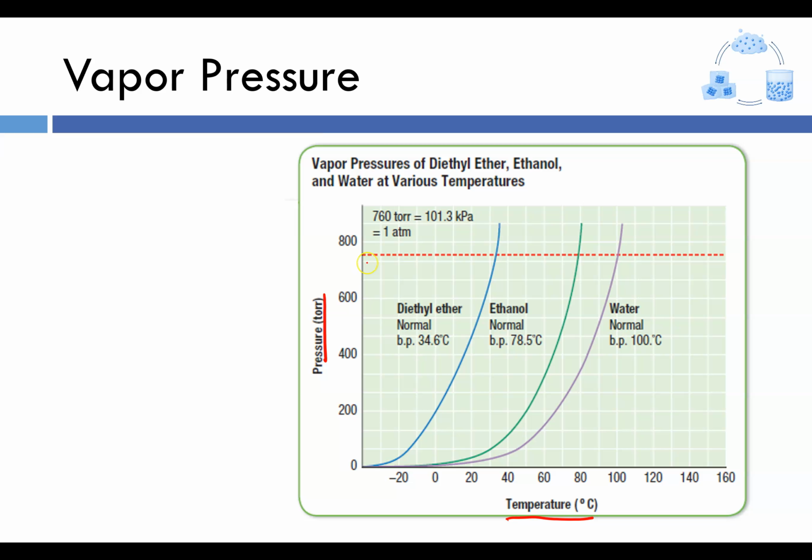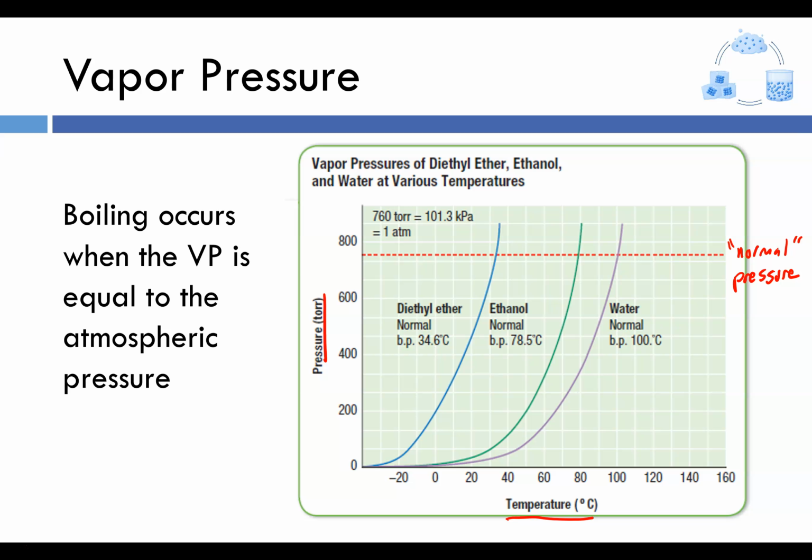And in both cases, that dotted line, of course, black on your table, red in mine, is representing atmospheric pressure. So I'm just going to call this normal pressure. This is the pressure that we're used to experiencing every day. Boiling is going to occur when the vapor pressure is equal to the atmospheric pressure. So if you've got your pot of water, you put your liquid in there, we have atmospheric pressure pushing down on it.